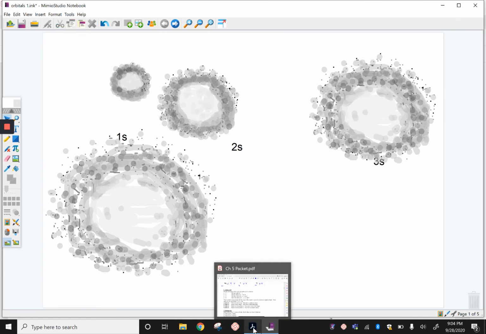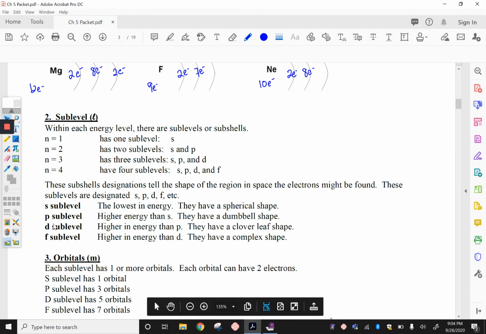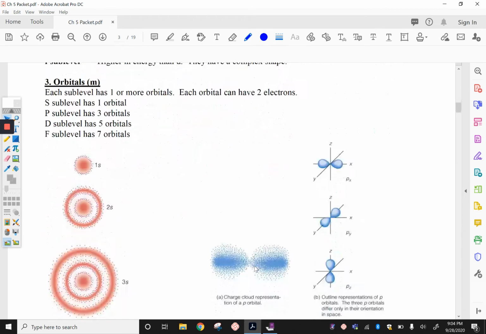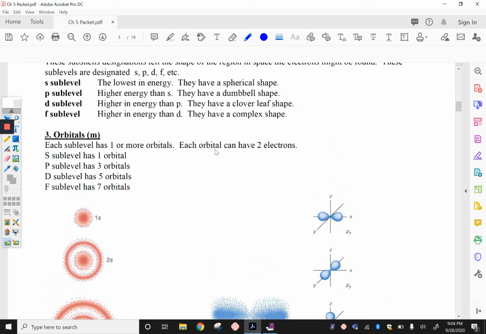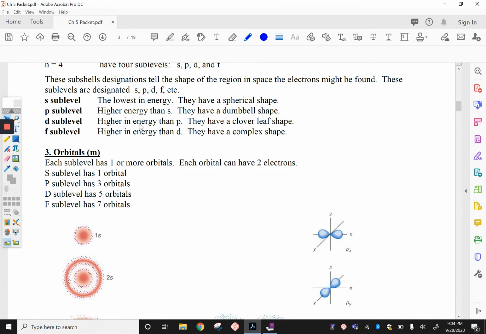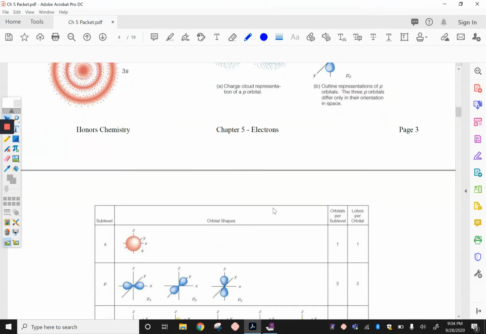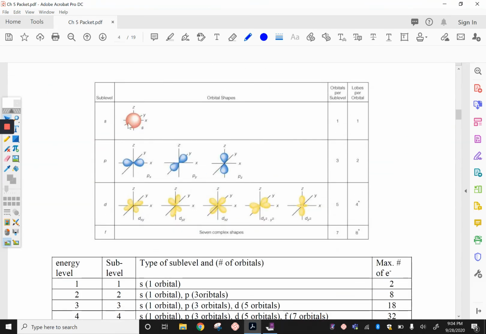Let's look at the next sublevel. The next sublevel that's a little bit higher in energy than S is called P. The P sublevel looks like dumbbells, and I think I have, oh, there we go. So there's the S, it looks like a sphere. There is the P, it looks like dumbbells. The next one is D, and it looks like a clover leaf, a 4-leaf clover. I think I have a picture. There we go. So the S is a sphere, the P's are dumbbells, the D's are 4-leaf clovers.